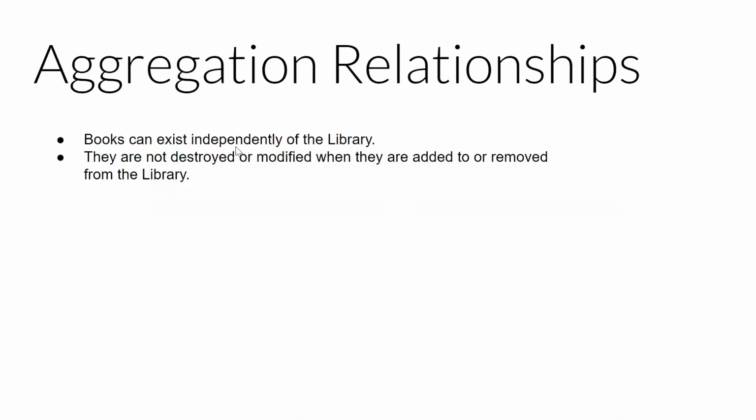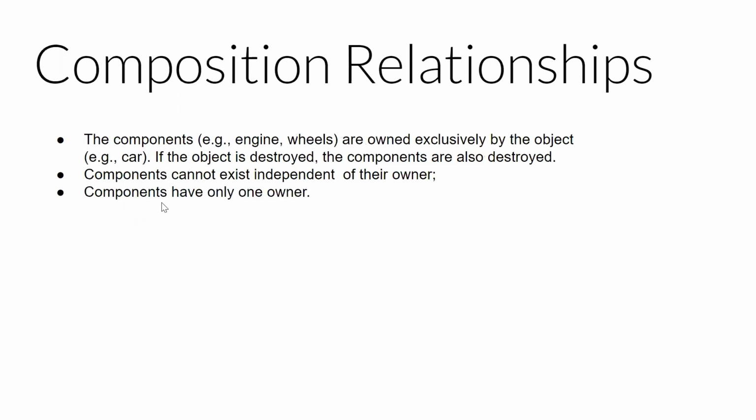So this is also a representation of an aggregation relationship, because books can exist independently of the library and they are not destroyed or modified when they are added to or removed from the library. Another type of relationship is composition.